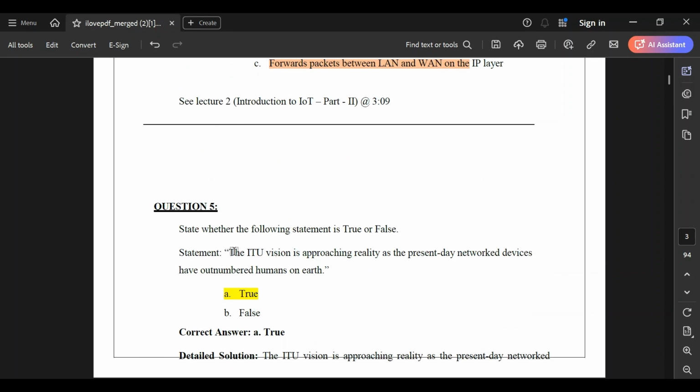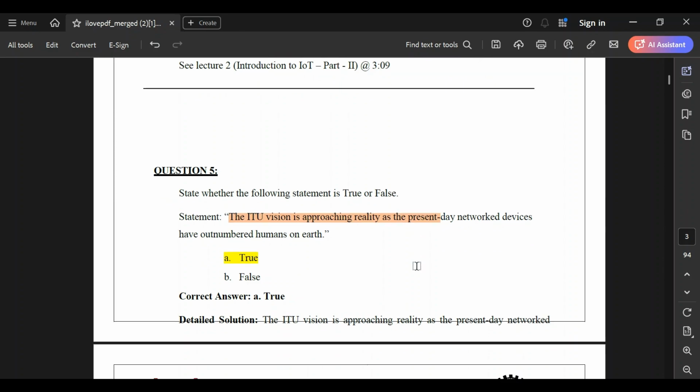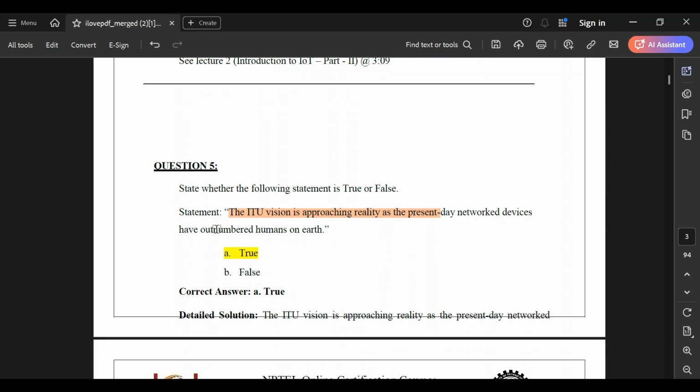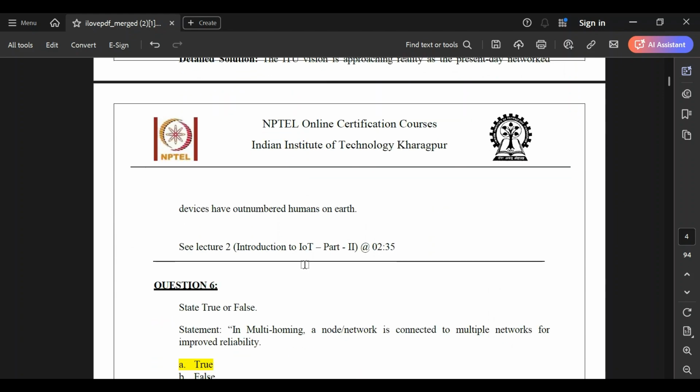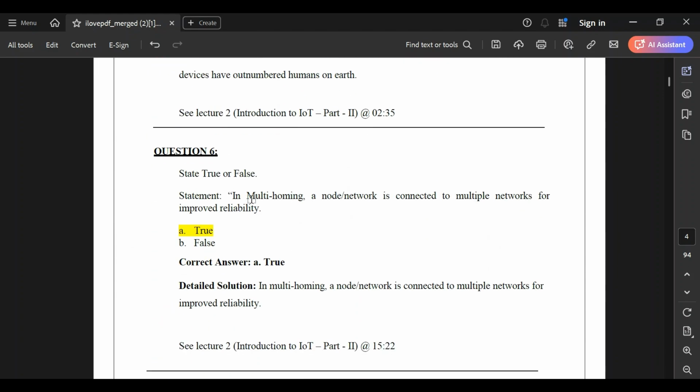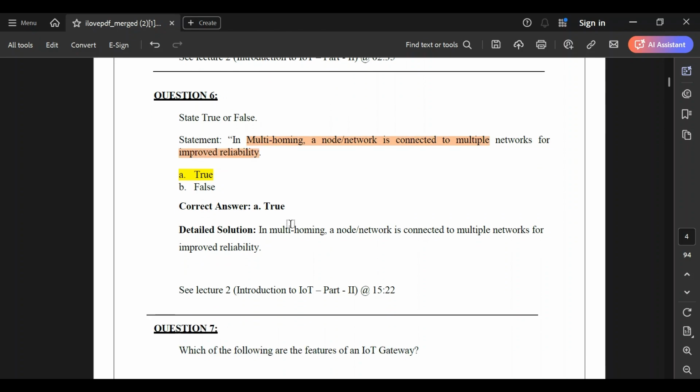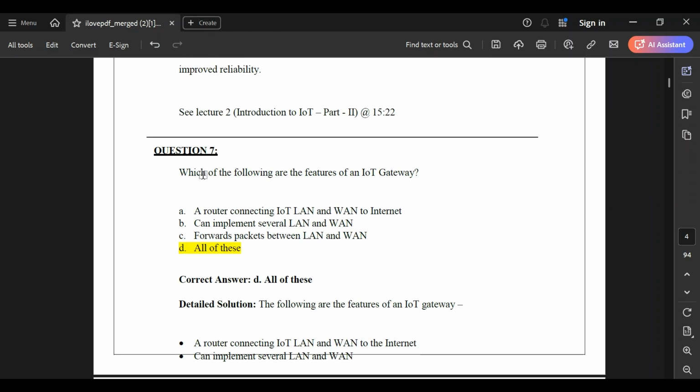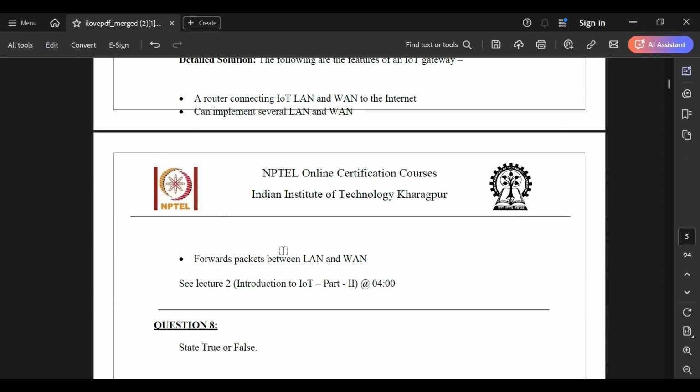Moving to the fifth question, the ITU vision is approaching reality at the present day. Network devices have outnumbered the humans on the earth. This is true because the number of devices on the earth has outnumbered the humans. Moving to the next question, in multi-homing, a node or network is connected to multiple networks for improved reliability. It is true. And moving to the next question, which of the following are the features of an IoT gateway? A router connecting IoT LAN and WAN to the internet, can implement several LANs and WANs, forward packets between LAN and WAN. So all the options given here are true.